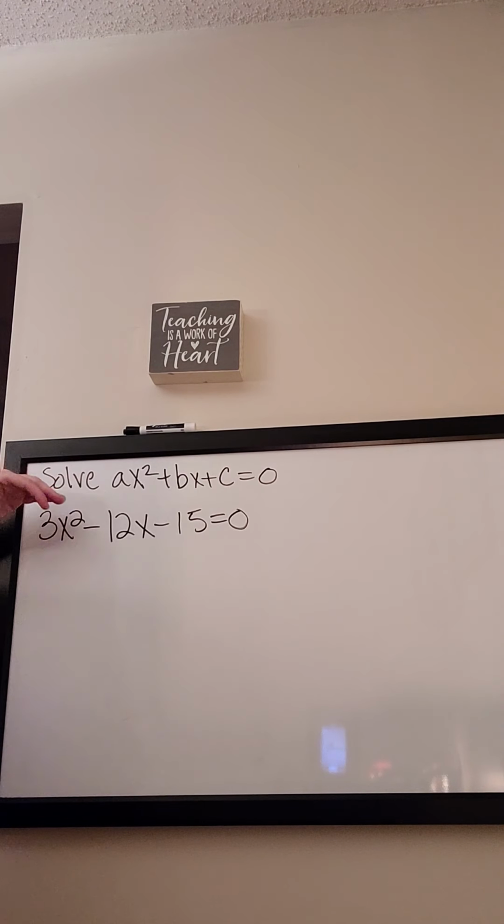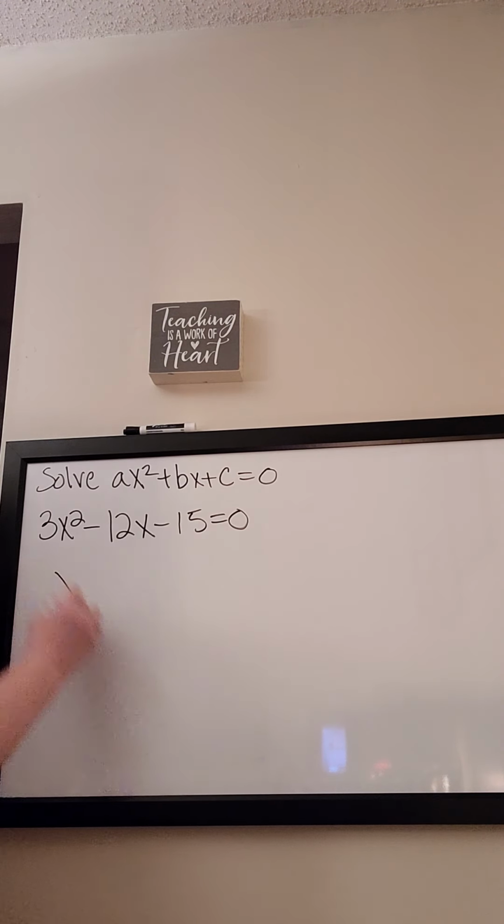Okay, we're solving ax squared plus bx plus c equals 0. So we're going to solve by factoring. Once we factor, we're going to find out what the variables equal. So I'm going to use the three different forms. Let's start with the x box form.